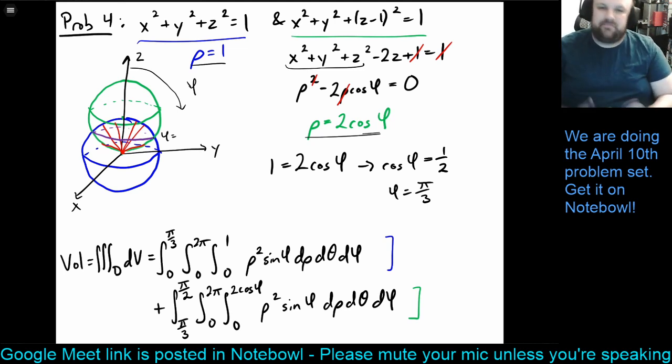Excellent. So hopefully this helped out a little bit, making sense of how these coordinates work. It gives you a little bit to go off of. Of course, let me know if you have any questions.